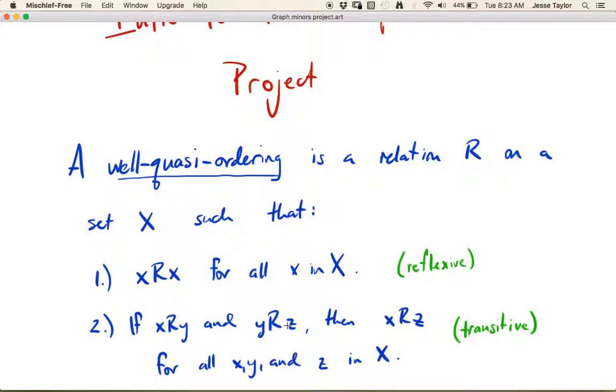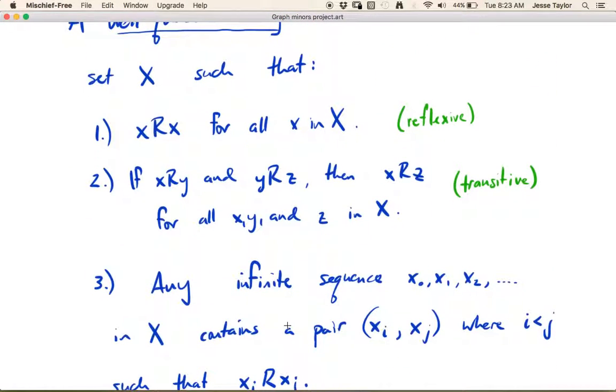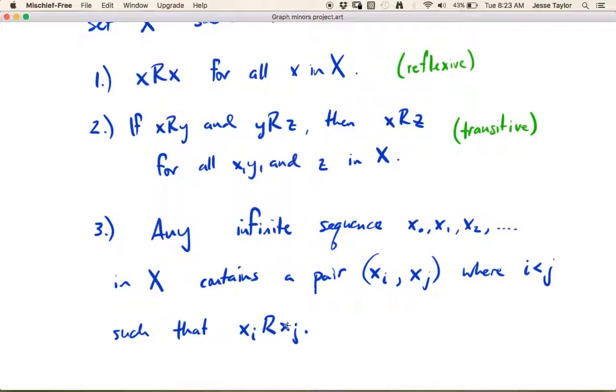But instead of it being symmetric, which was the case for an equivalence relation, now we're going to have this new weird condition. So for any infinite sequence in X, so here we've just got a bunch of stuff in our set, and it's an infinite set, any infinite sequence has a pair x_i, x_j, where x_i comes before x_j, such that these two things are related. Okay, so x_i is related to x_j.